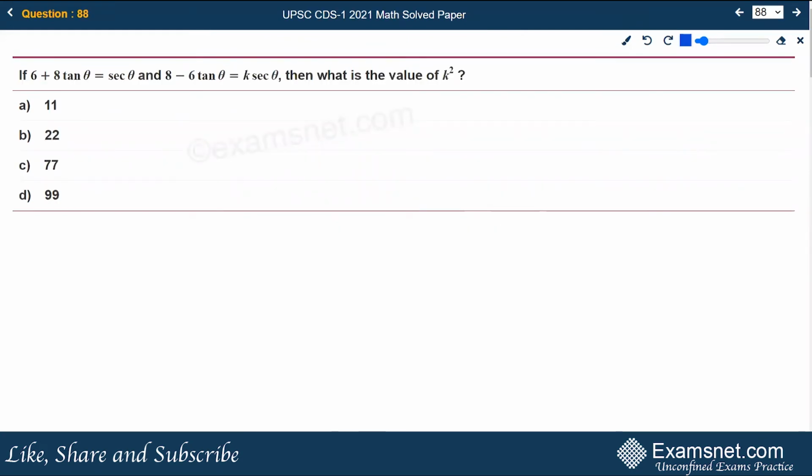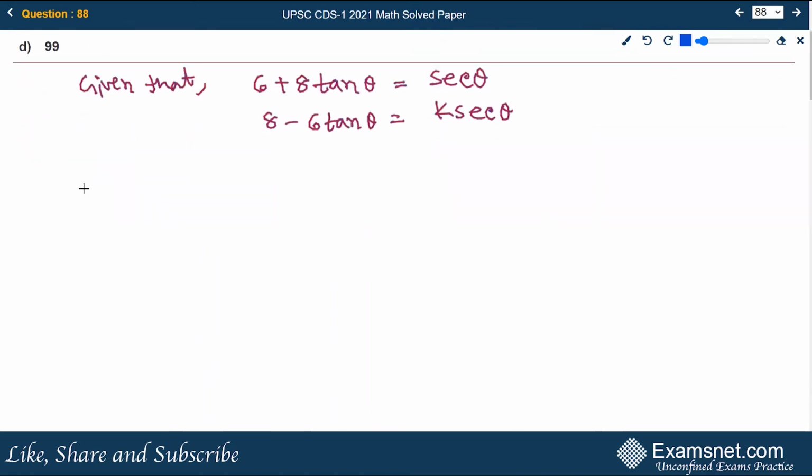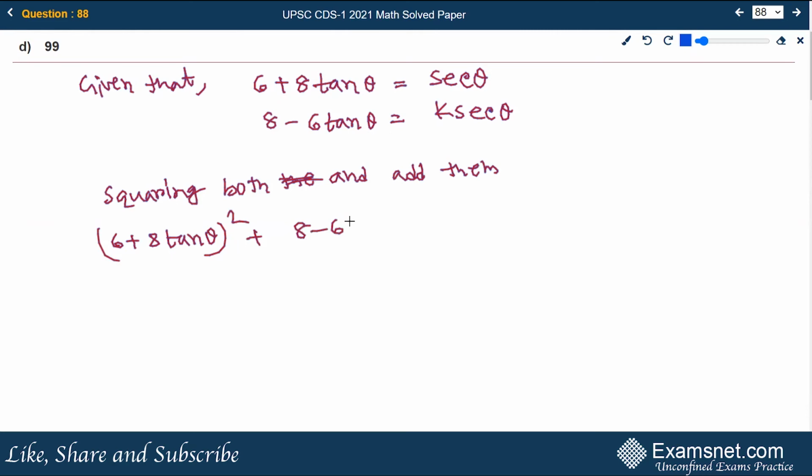In question number 88, we are given that 6 plus 8 tan theta equals sec theta, and 8 minus 6 tan theta equals k sec theta. Then what is the value of k square? So given that 6 plus 8 tan theta equals sec theta and 8 minus 6 tan theta equals k sec theta, what we can do is square both sides and add them. So we will get (6 plus 8 tan theta) whole square plus (8 minus 6 tan theta) whole square equals sec square theta plus k square sec square theta.